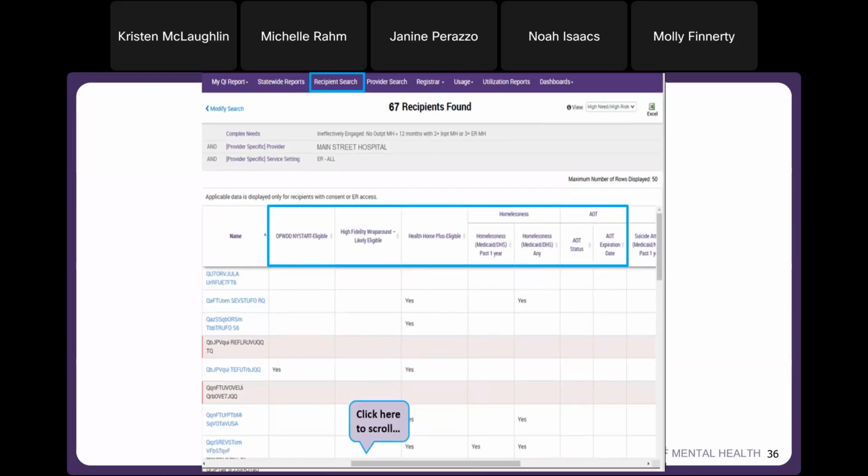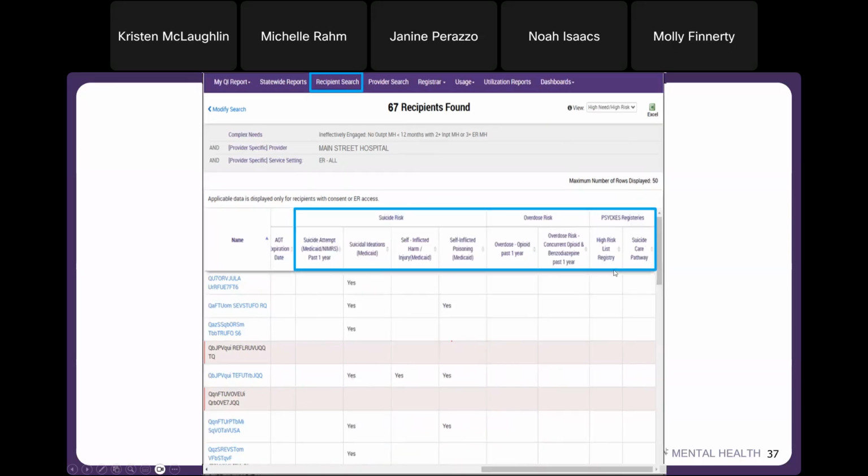So scrolling from left to right, I can see who had an OMH unsuccessful discharge, who is a transition age youth, who is considered OPWDD-NY start eligible, who has a high fidelity wraparound flag, who's considered Health Home Plus eligible, any of the homelessness criteria that we have in the past year, any AOT status and that expiration date, any suicide risk, and if you're seeing a yes, that means that they do have some sort of evidence of that in their clinical summary. You have the overdose risk and then the PSYCKES registry. So again, you have this option without having to drill into the clinical summary to get a little bit more information about this group of people.